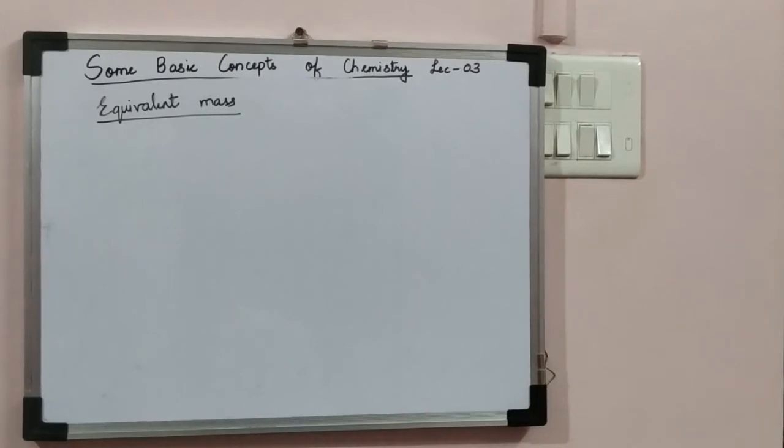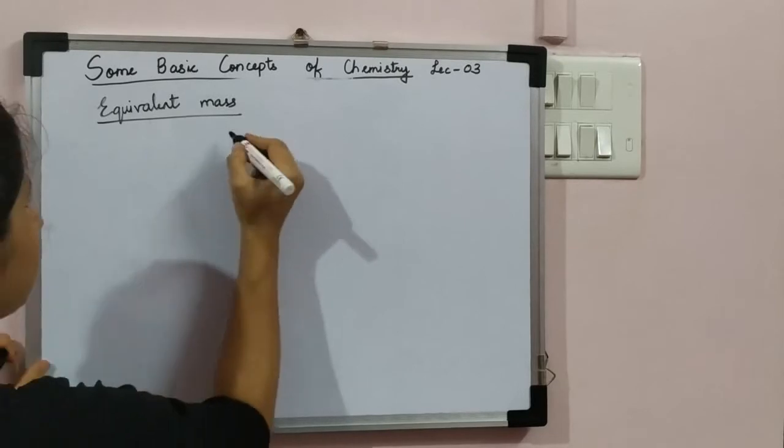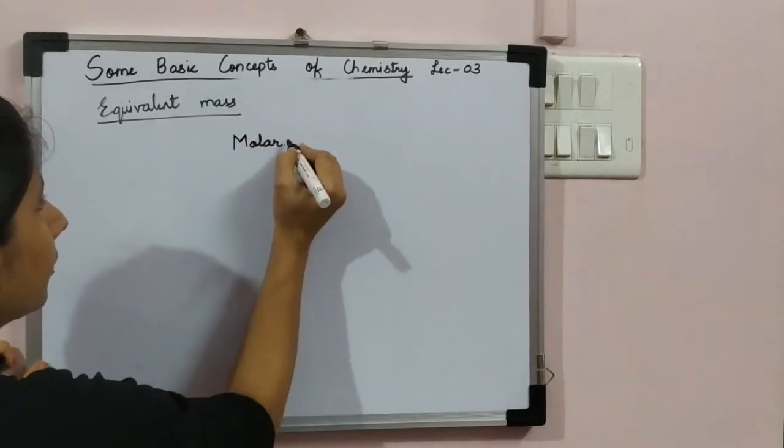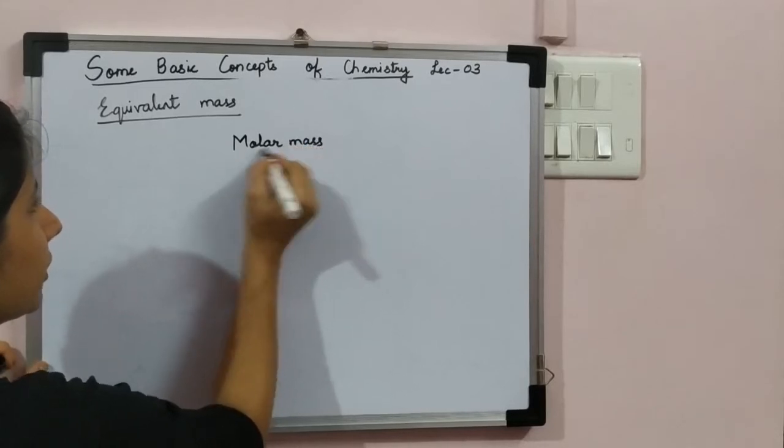So let's say I take an example of a salt like alum. What is alum? Basically, alum is a potassium sulfate, aluminium sulfate salt. Now if I want to find the equivalent mass of the salt, what did I say? I'll have to take the molar mass upon the total positive charge.